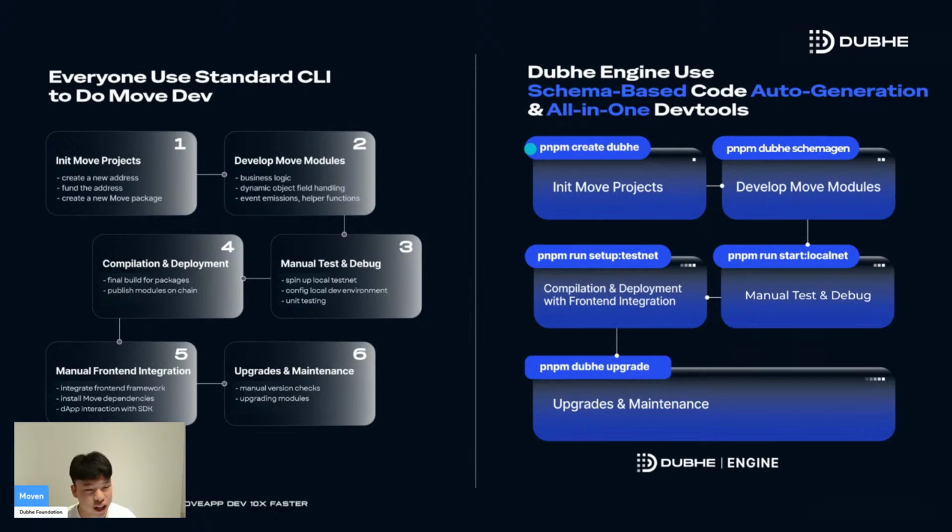So it's really simple. Right now in your terminal, you just type in pnpm create dubhe, and it directly brings you through the whole setup for creating a new project using Dubhe. Once you define your schema, you can just run pnpm dubhe schema gen, and it creates the whole package for you according to your configuration. It also includes starting a local test environment, debugging and publishing. We also have a native front-end integration with Next.js, so once you've done all of it, it will directly connect everything and start the front end for you. And last but not least, for upgrades and maintenance, we also have a corresponding CLI for maintaining your larger-scale project.